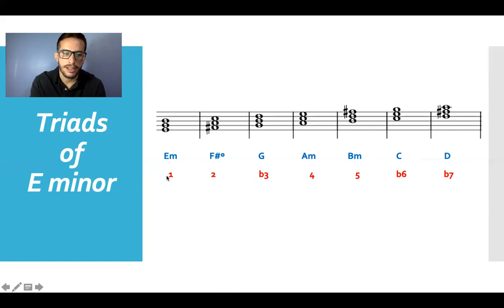Okay, again, here you have that. The first one is minor, the second one is diminished, the third one is major, flat third, the fourth one is minor, fifth one is minor, the flat six is going to be major, and the flat seven is going to be major. The same thing as in the C minor key. Okay, so it's going to be the same thing in every minor key.